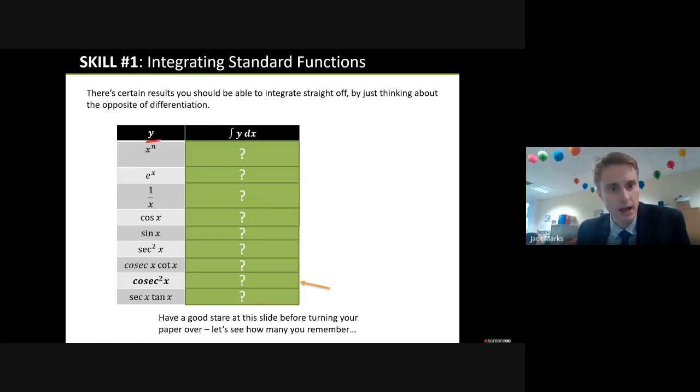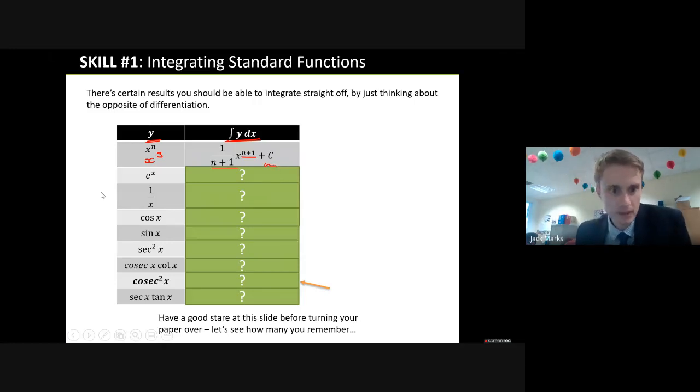This is my y, my function, whatever it is. And this is when I integrate it. So where can x to the n come from? In other words, how do you integrate something like x cubed? Well, if you remember, we increase the power by 1 and we divide by the new power. This is just the formal way of saying that. You also have that constant of integration on the end.